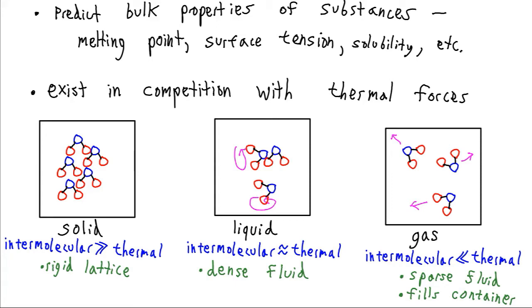Now finally, we have the case where we have much more thermal energy than is necessary to break those intermolecular forces. And so now the molecules are free to explore the confines of their container. They're not bound to each other at all, and they exist as a gas. So they can flow over each other as a fluid. It's a sparse fluid because they're all spread out, not bound to each other, and they take on the shape of their container.